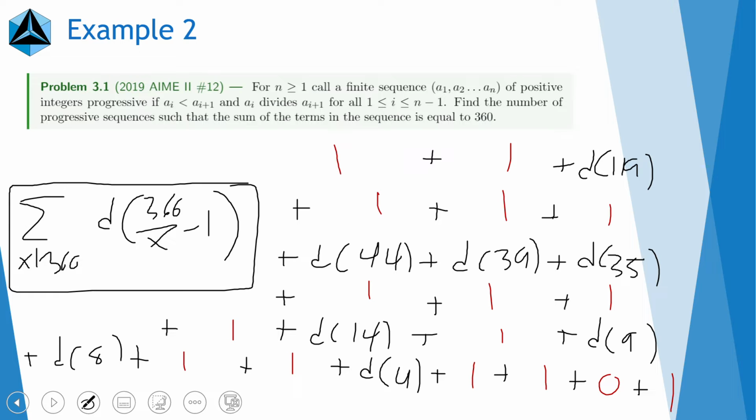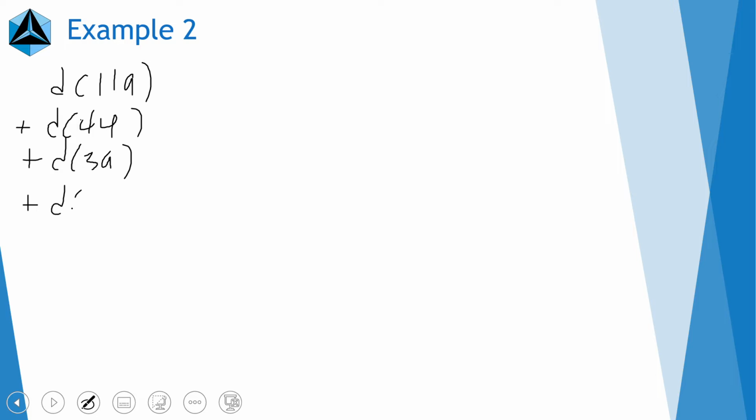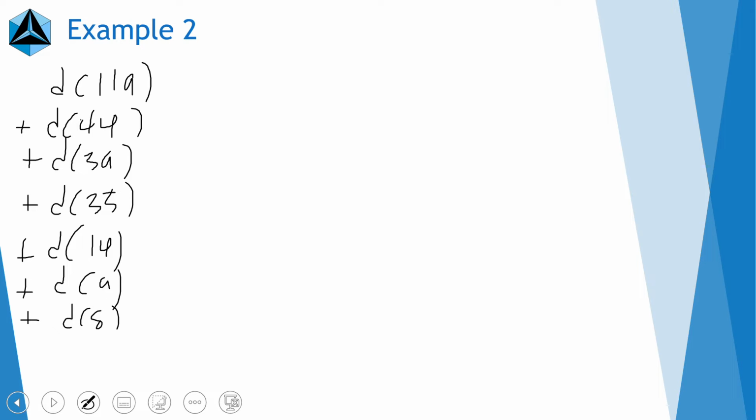Then we're going to get that this actually simplifies. If we add up all these ones, we can simplify this into d of 119 plus d of 44 plus d of 39 plus d of 35 plus d of 14 plus d of 9 plus d of 8 plus d of 4 plus 15. These were the number of primes and zeros that we had.